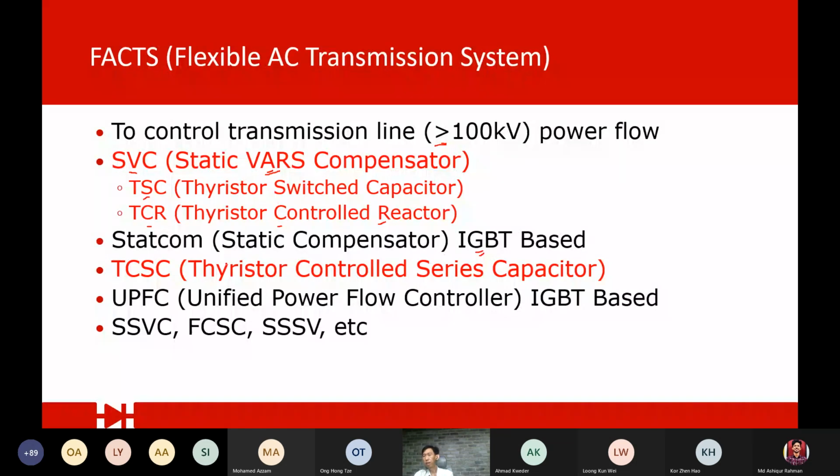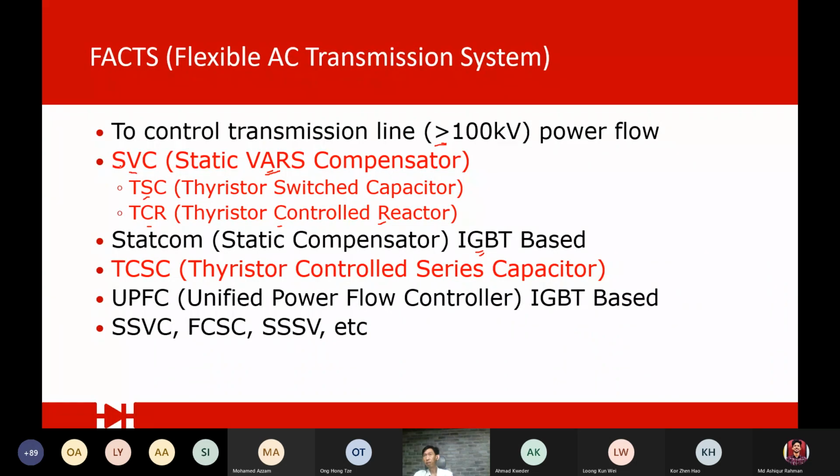The next one is called TCSC, a thyristor controlled series capacitor. Again, you put a capacitor in series with a transmission line, and by controlling it you can control the power flow. Another one is UPFC, the Unified Power Flow Controller. This is also the IGBT-based version of TCSC. For us, we are going to focus on the red color ones, the thyristor-based ones. Of course there are many other types of compensators, but these are not very common. FCSC, I also forgot what that is already, but these are the top ones.